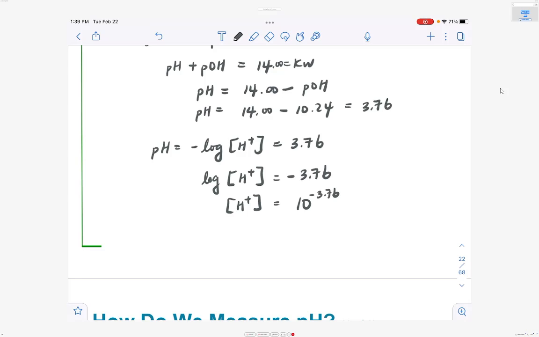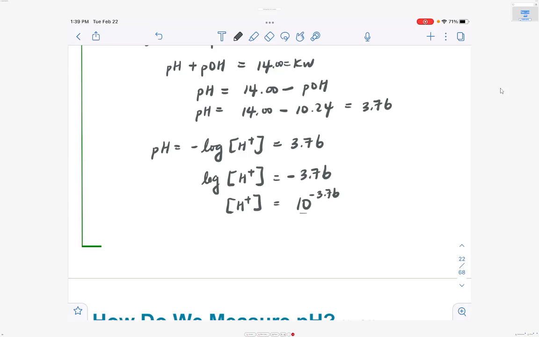So practice this with your scientific calculator. I'm not sure, there should be an inverse log button somewhere in your calculator. If you can't find that button, you can simply put 10 and then raise to the power of negative 3.76. Okay, that's the value of the anti-log.